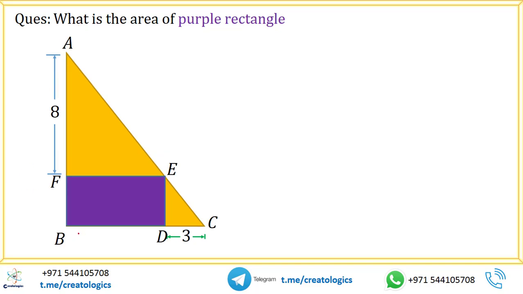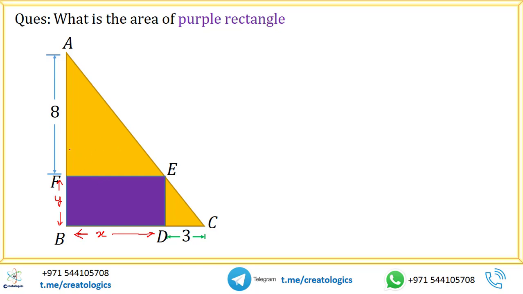Now we need to find the area of this purple rectangle, and we know the area of a rectangle is given by this side length multiplied by this side length, because opposite side lengths are the same, so the product of two adjacent sides gives you the area. Let us consider this side length as x units and this side length as y for the rectangle.